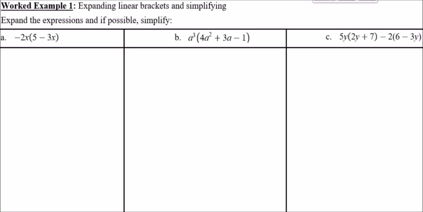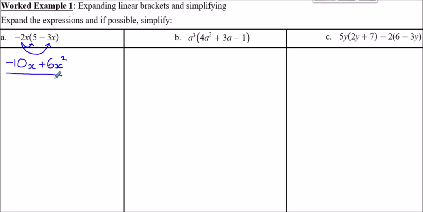So a set of worked examples here. Worked examples 1, expanding linear brackets and simplifying. So first of all, expand the expressions and then if possible simplify them. So part A, like I mentioned before, we take what's on the outside of a bracket and multiply it by everything on the inside in turn. So we take the minus 2x and multiply it by 5. Minus 2 times 5 gives us minus 10x. And then minus 2x multiplied by minus 3x. Minus multiplied by minus gives us a plus. 2 times 3 is 6. X multiplied by x is x squared. So that's part A done.